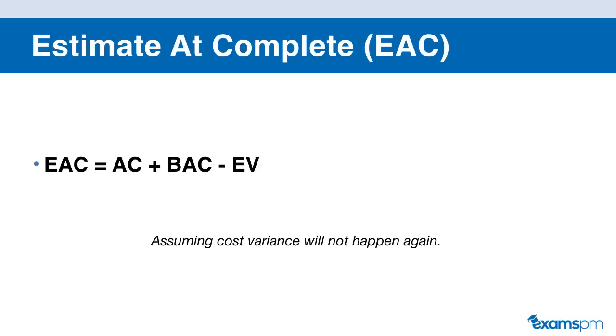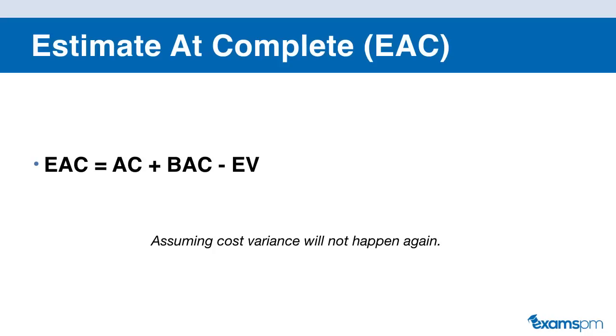The next formula that you can use to calculate your EAC is AC, or actual cost, plus your budget at completion minus your earned value. And you would use this formula when you assume the cost variance will not happen again. So let's take a look at this formula.